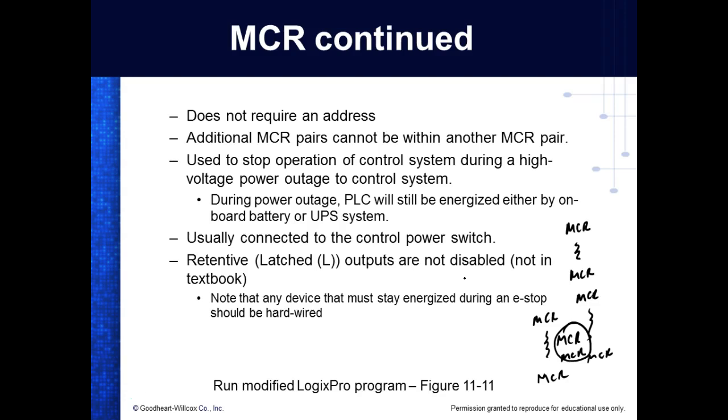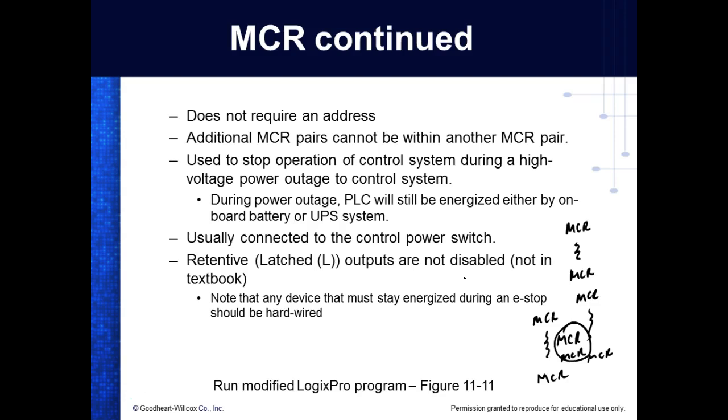Retentive, these are your RTOs, your retentive output timers, and your latching outputs. These are not disabled. This is not in the textbook. Note that any device that must stay energized during an e-stop should be hardwired, right? Everybody understand that? Make sense?